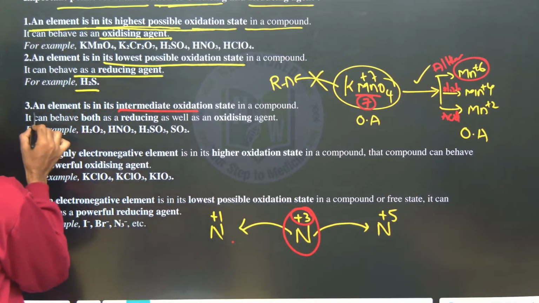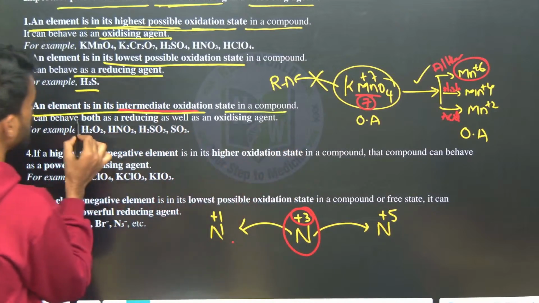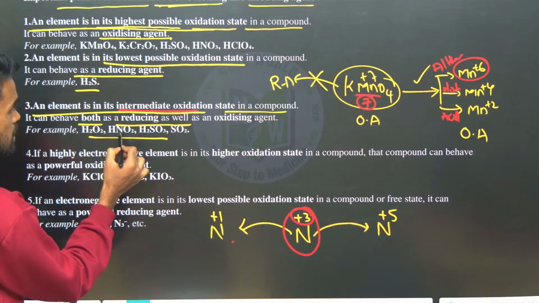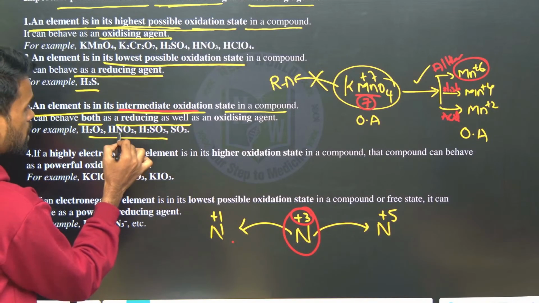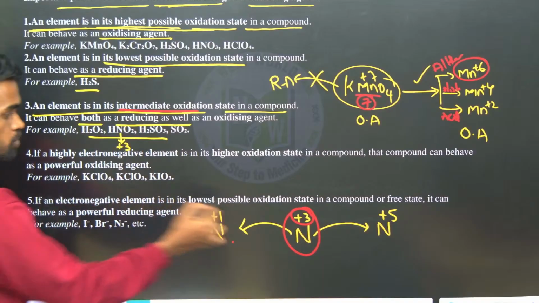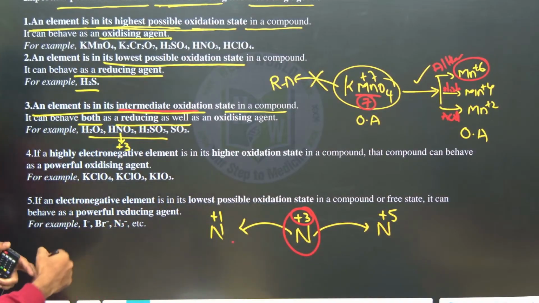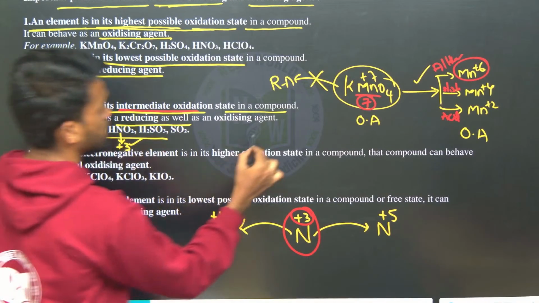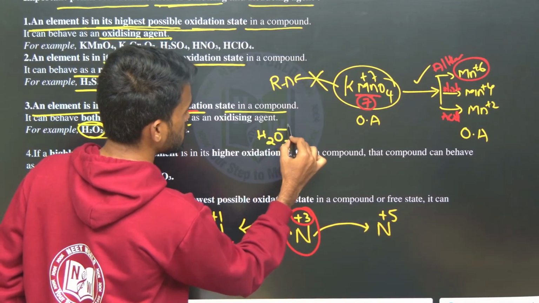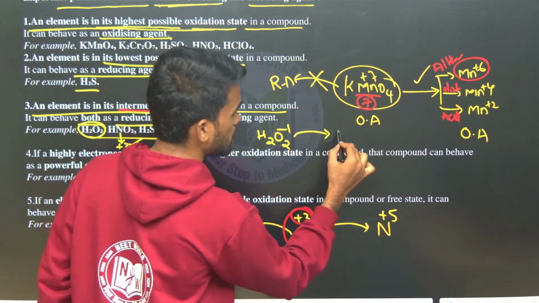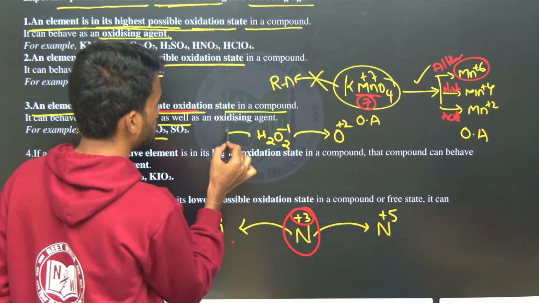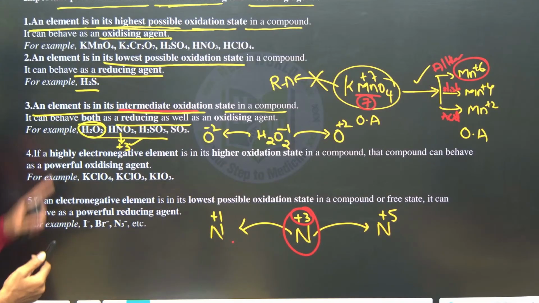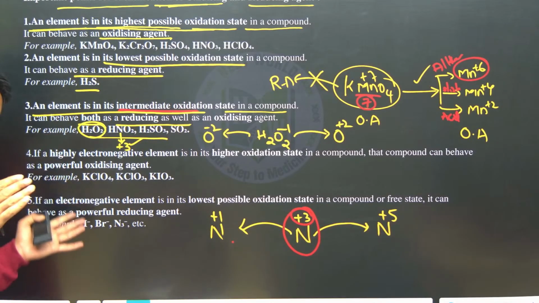Right. If an element is in an intermediate oxidation state, then it can behave both as a reducing agent as well as an oxidizing agent. See here, nitrous acid is given, HNO2. What is the oxidation state here? +3. Now it can go up to +5 or come down to -3. So it can act as both. Even hydrogen peroxide, H2O2: its oxidation state is -1. So it can undergo oxidation up to 0 or undergo reduction up to -2. So H2O2 can act as both oxidizing as well as reducing agent.